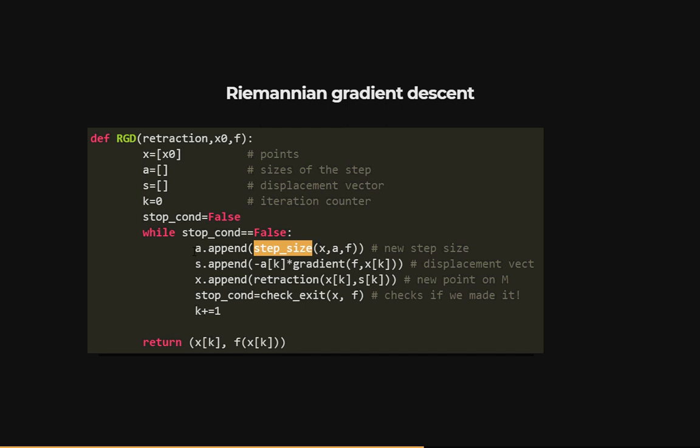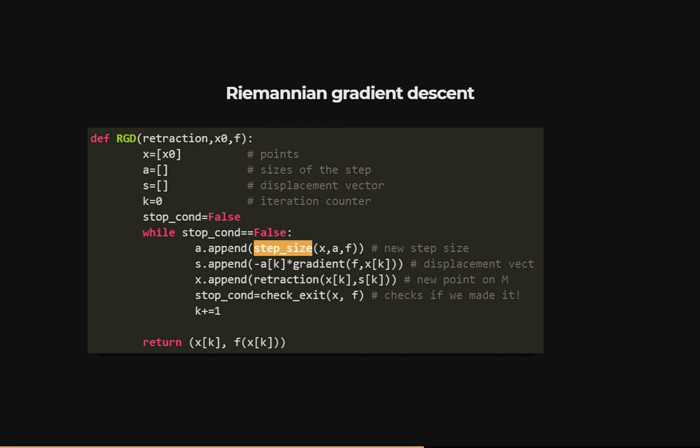And this is our step size, which depends on all the previous points and all the previous step sizes, and obviously on the function, in principle. Next, we calculate the displacement vector. So we take the Riemannian gradient of f along the submanifold. So we need to have a gradient function which depends on the submanifold, which is written exactly for the submanifold.